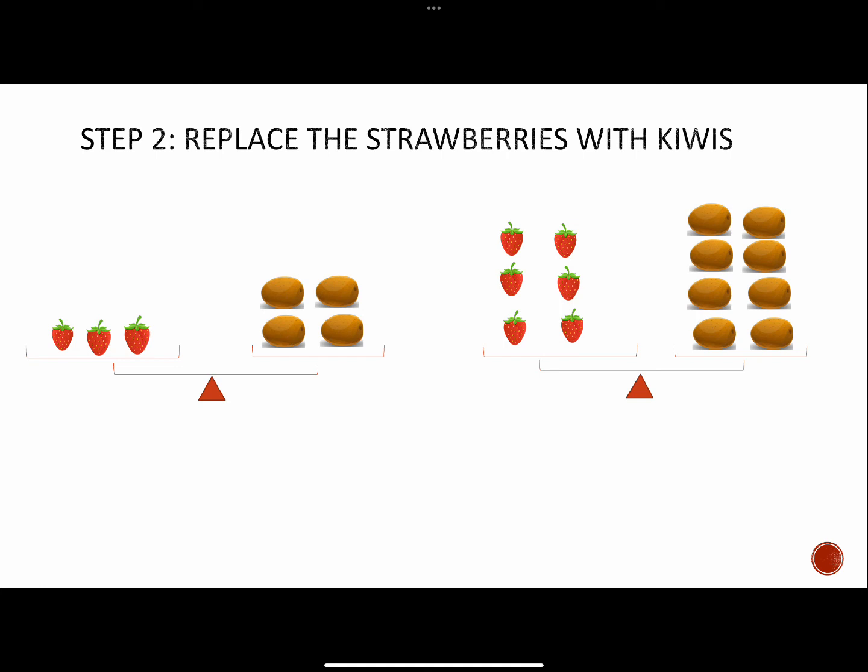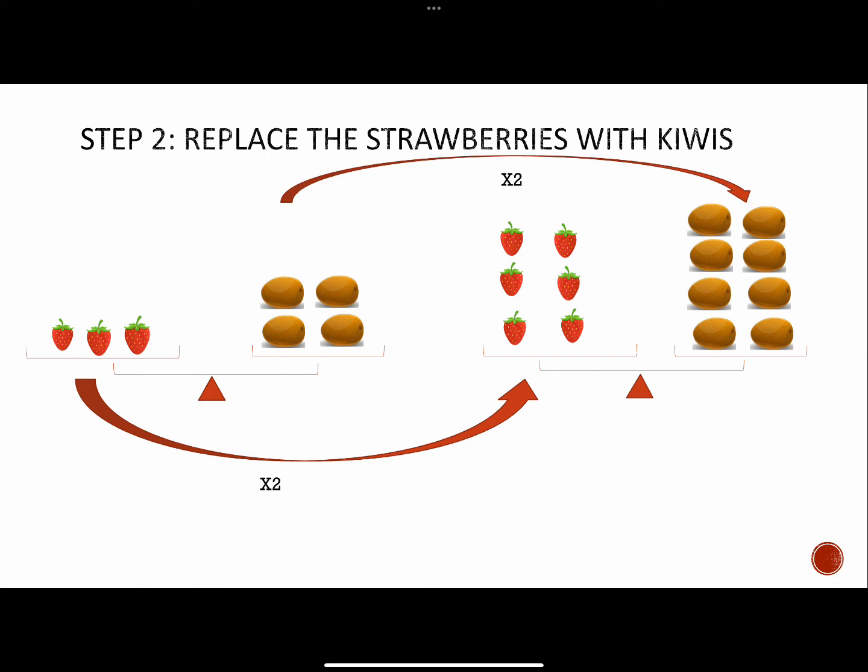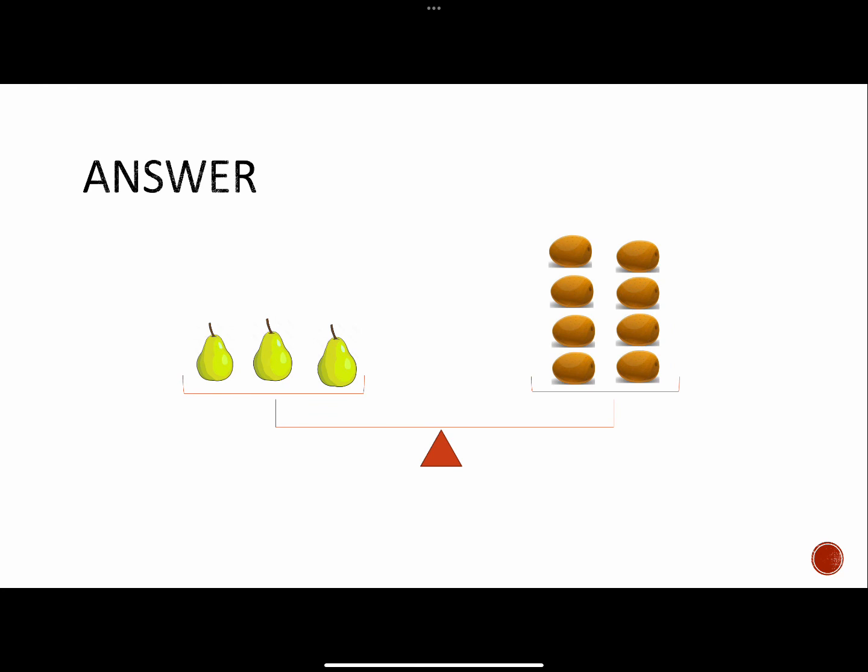Step 2. We should replace the strawberries with kiwis, as we know that the weight of 3 strawberries is equal to 4 kiwis. Then, 6 strawberries should be equal to 8 kiwis. Why? Because the strawberries are 2 times as before, so are the kiwis. The balance is still level now. Therefore, 3 pears are the same weight as 8 kiwis.